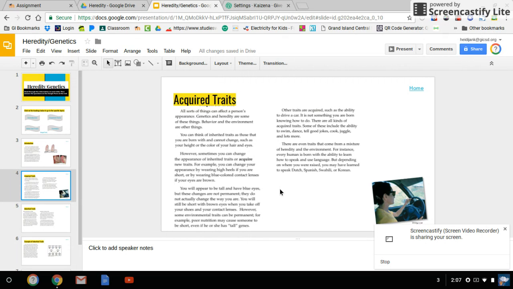Other traits are acquired, such as the ability to drive a car. It is not something you are born knowing how to do. There are all kinds of acquired traits. Some of these include the ability to swim, dance, tell good jokes, cook, juggle, and lots more. There are even traits that come from a mixture of heredity and the environment. For instance, every human is born with the ability to learn how to speak and use language. But depending on where you were raised, you may have learned to speak Dutch, Spanish, Swahili, or Korean.